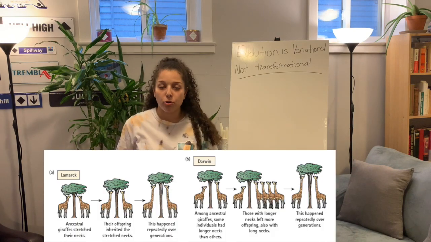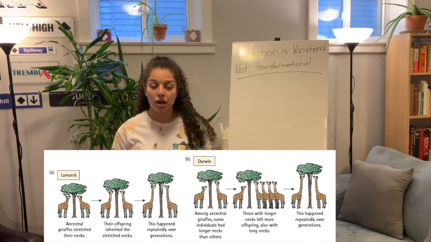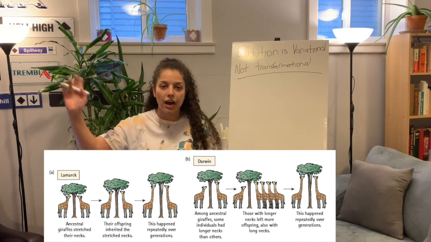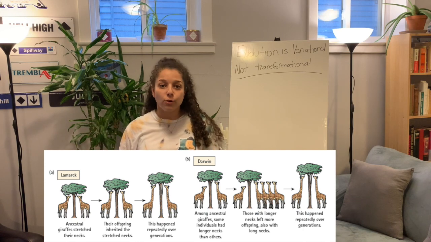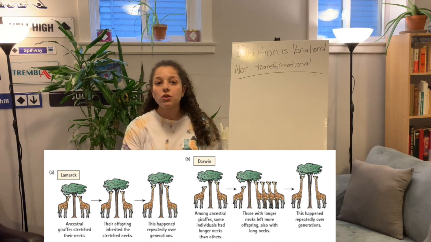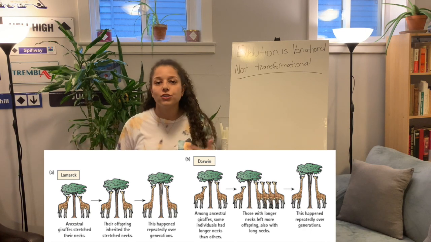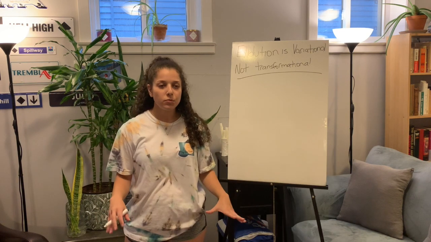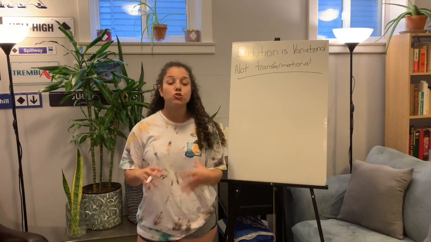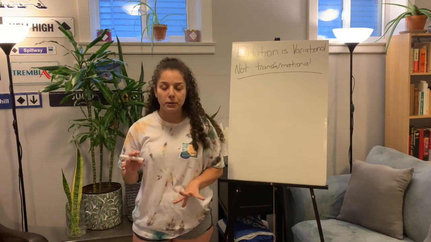So a very common example used is he believed that if there was a giraffe and that giraffe throughout its lifetime slowly stretched its neck more and more so it could get up to the higher and higher branches and higher food, then with that stretched out neck, it would have a baby, and that baby would also have a stretched out neck. So throughout the lifetime of the giraffe, it was able to stretch out its neck and then pass that trait on to its next generation. So that is what is meant by evolution is not transformational. So it's not something that transforms an individual organism to be better suited to its environment.